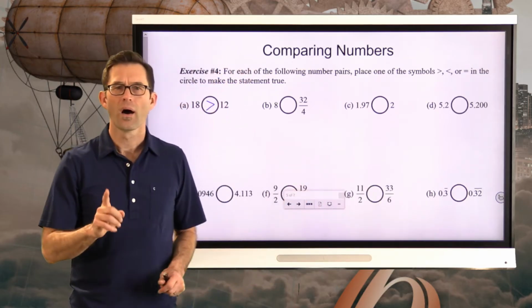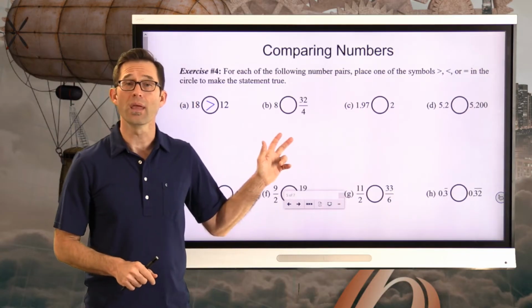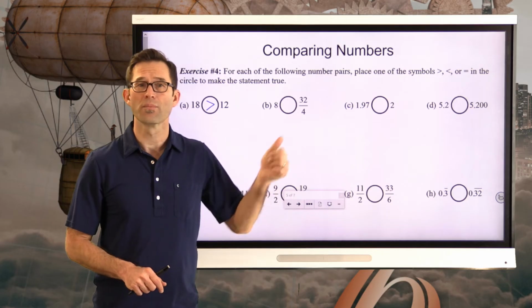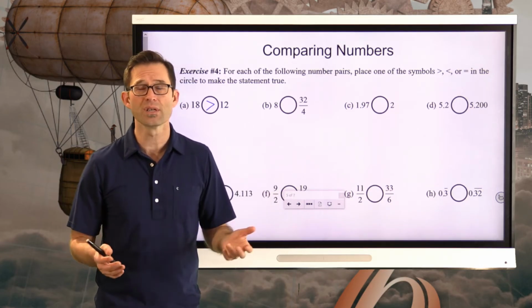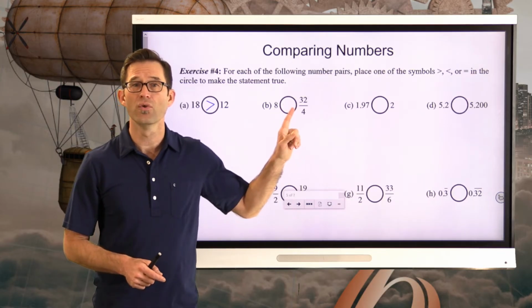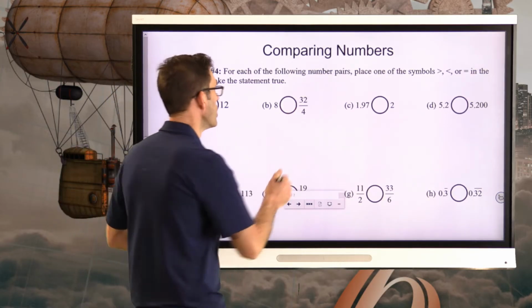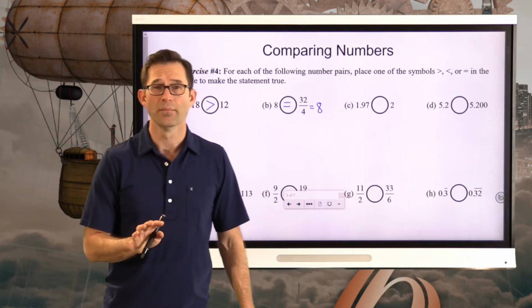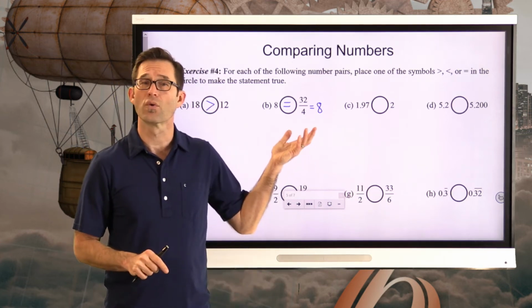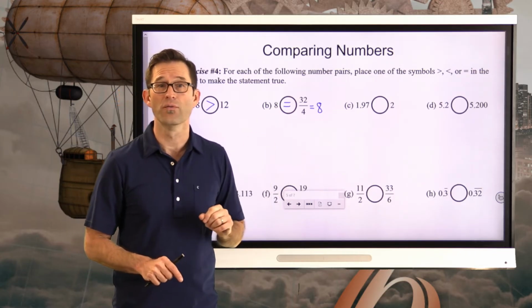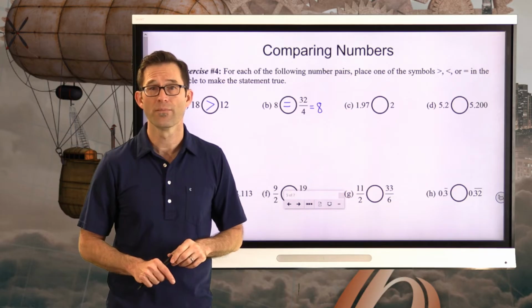All right. On the other hand, when I look at something like letter B and I'm comparing the number 8 to the number 32/4, well, I might need to do something with 32/4. I might need to reduce it. I might need to convert it into a mixed number. The plain fact is 32 divided by 4 is also equal to 8. And so here, there's an equality. You see, sometimes, especially when it comes to things that are written in fraction form, two numbers can look different, like 8 and 32/4, but they can actually be the same number.